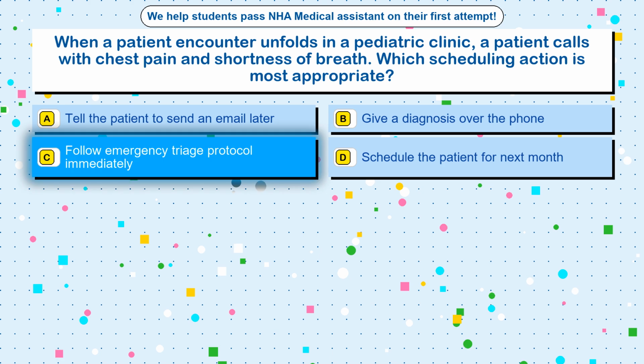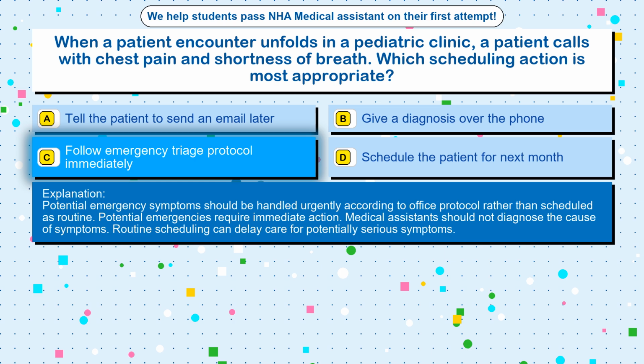The correct answer is option C, follow emergency triage protocol immediately. Potential emergency symptoms should be handled urgently according to office protocol rather than scheduled as routine. Potential emergencies require immediate action. Medical assistants should not diagnose the cause of symptoms. Routine scheduling can delay care for potentially serious symptoms.